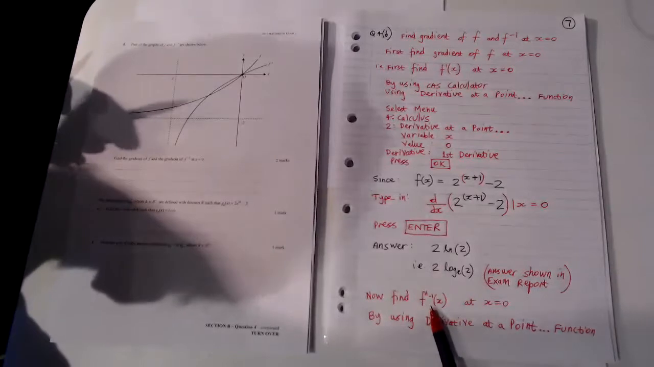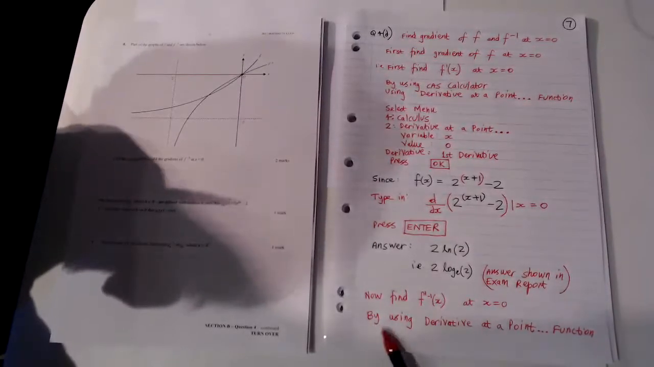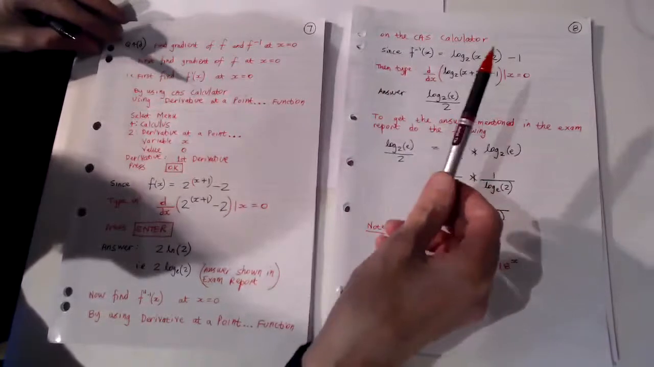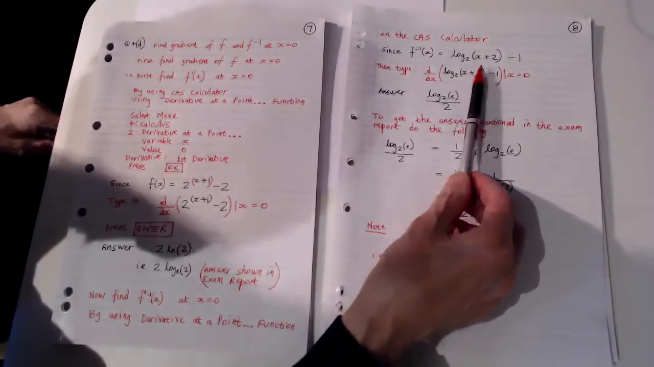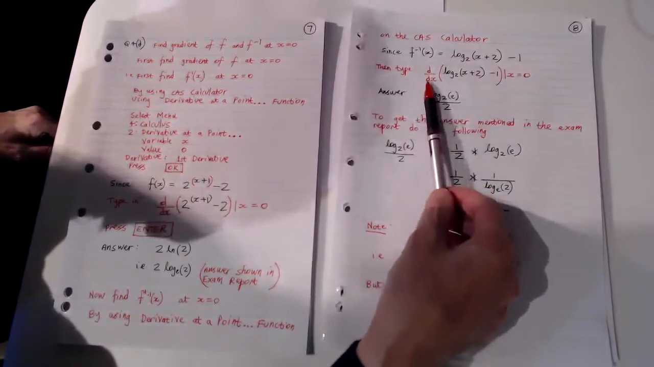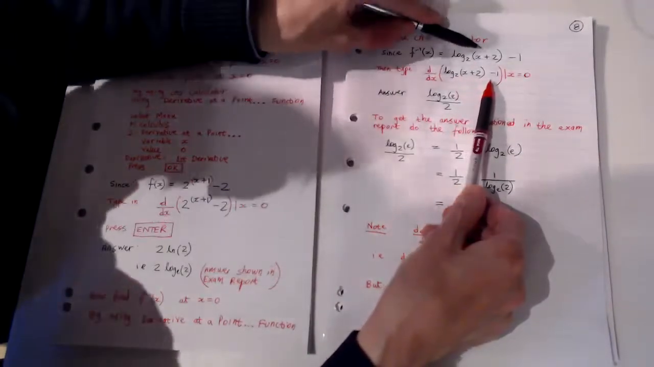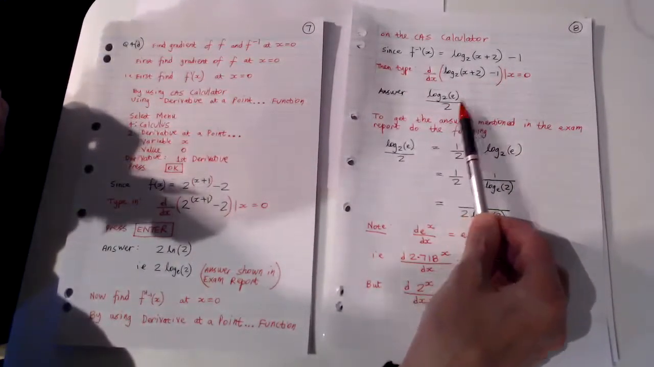Now we've got to find the f dash x at x equals 0 for the other one, for f inverse. By again using derivative at a point function on the TI Inspire, we achieve the following. Since it's the inverse of f, which is equal to log e base 2 of x plus 2 minus 1, then type into the calculator log 2 brackets x plus 2 minus 1, and when you hit enter, the calculator will give you log base 2e.